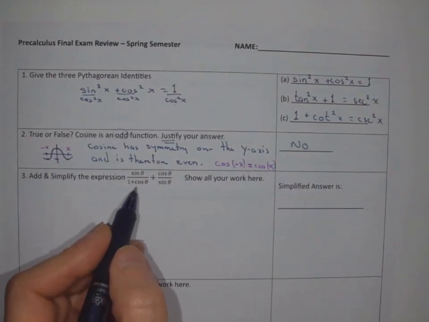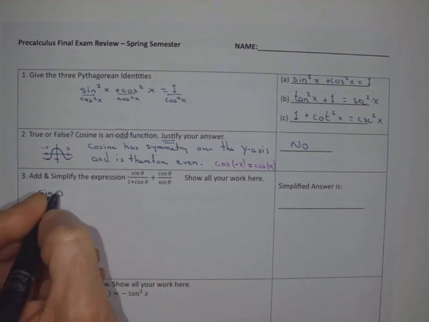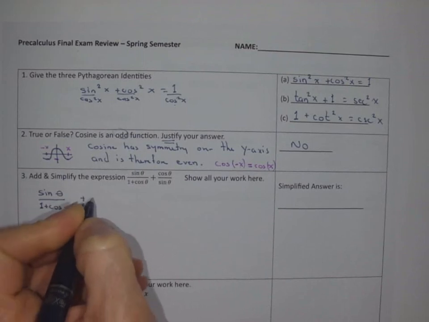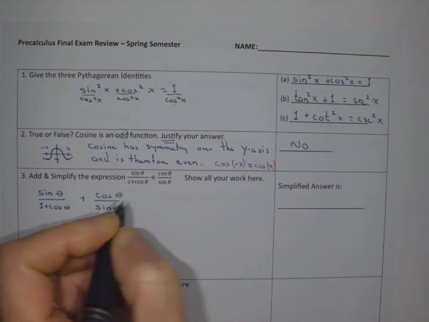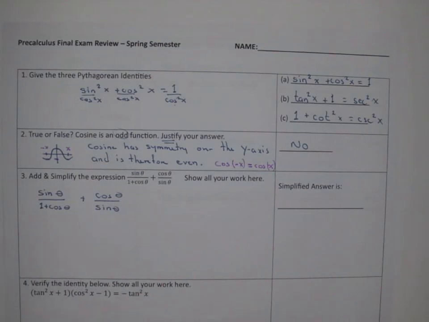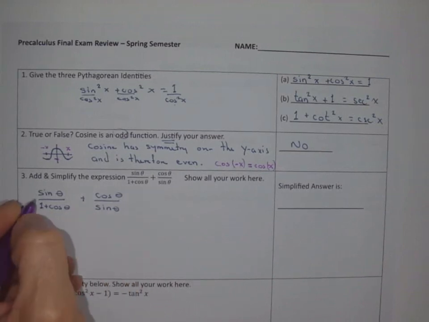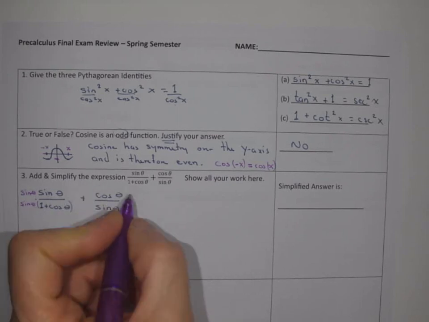Add and simplify. So we need a common denominator here. So I'm going to recopy it so I have a little room to work. The denominator over here is 1 plus cosine theta, and the other fraction has just a sine theta. So this fraction needs to be multiplied top and bottom by the denominator of that one. So I'm going to multiply by a sine top and bottom here, and then this one needs to be multiplied by 1 plus cosine.